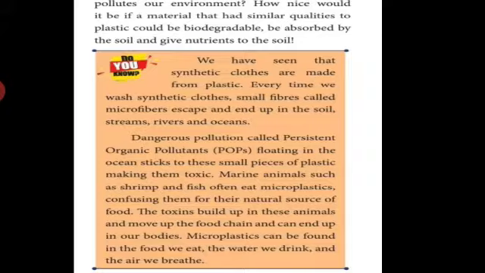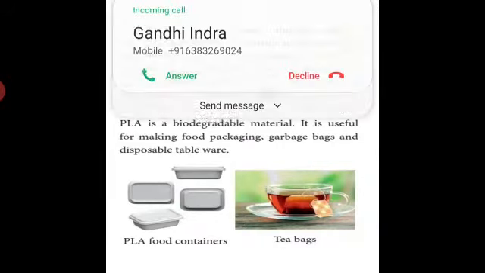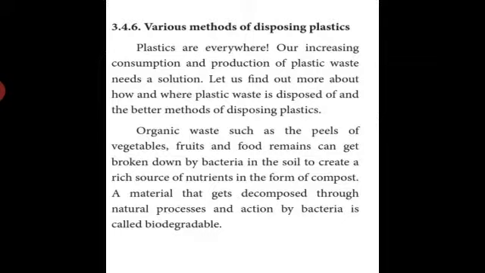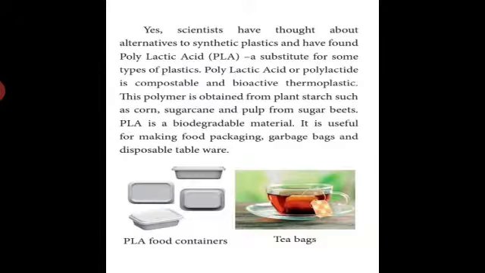Now scientists have thought about alternatives to synthetic plastics and have found polylactic acid, a substitute for some types of plastics. Polylactic acid, or polylactide, is a compostable and bioactive thermoplastic. This polymer is obtained from plant starch such as corn, sugar cane and pulp from sugar beets.